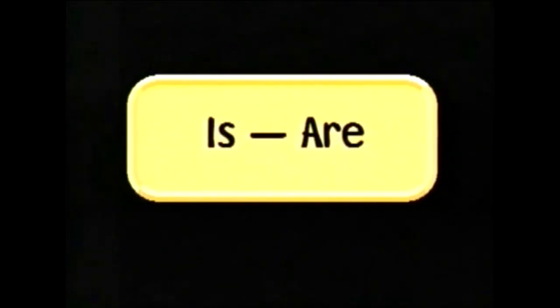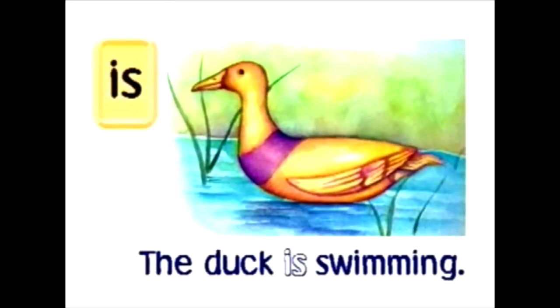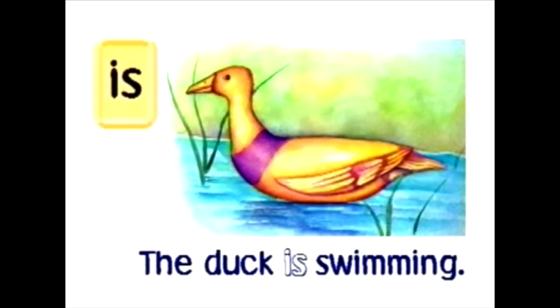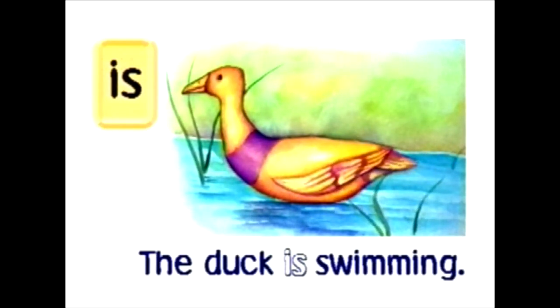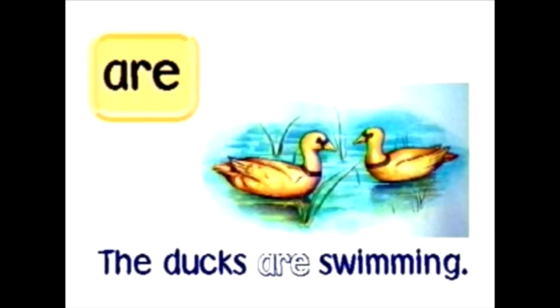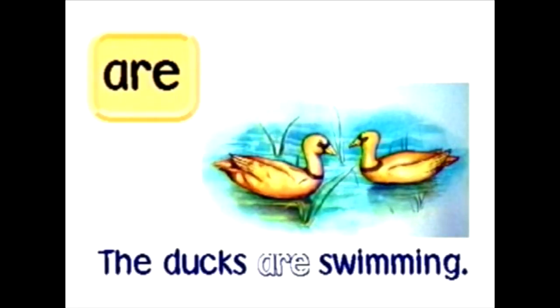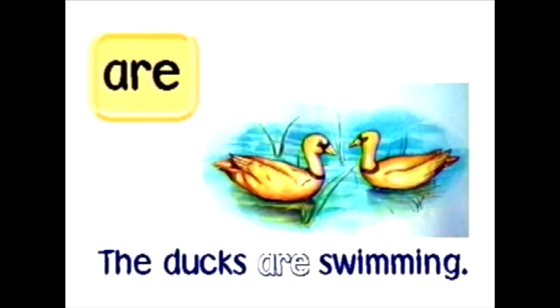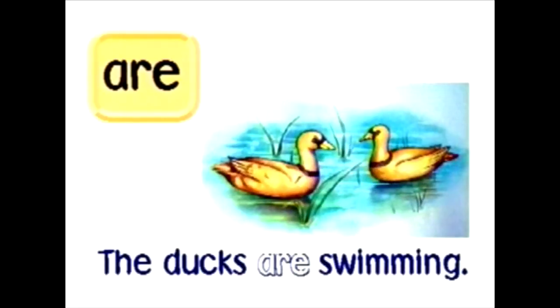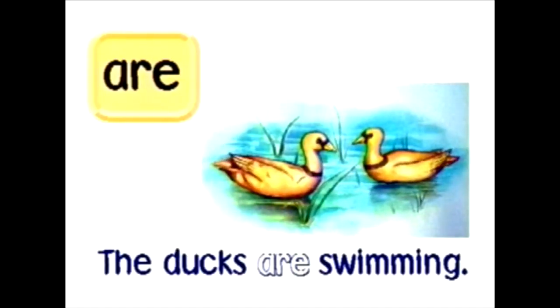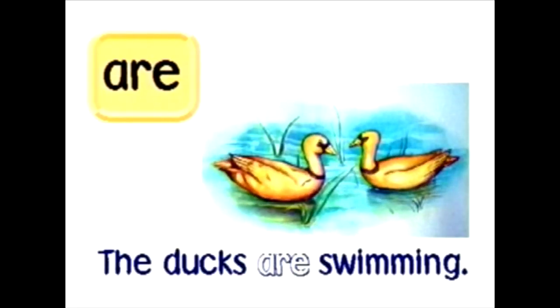Is and are. You use is when you're talking about only one. The duck is swimming. And you use are when you are talking about two or more, as in the following examples. The ducks are swimming.